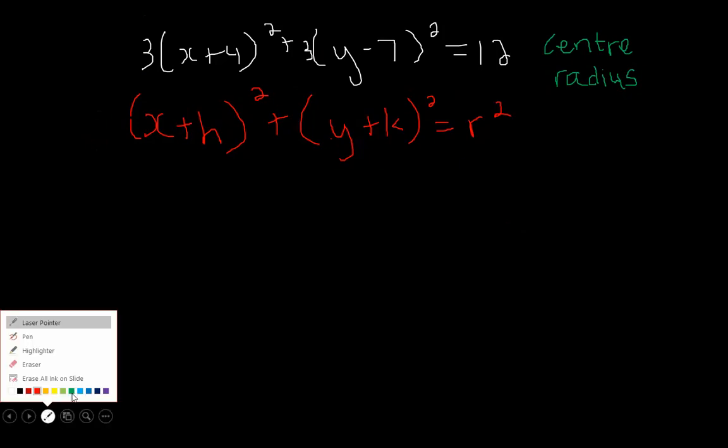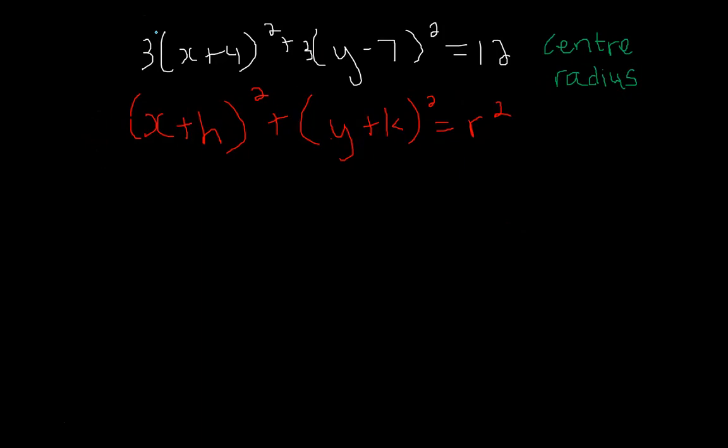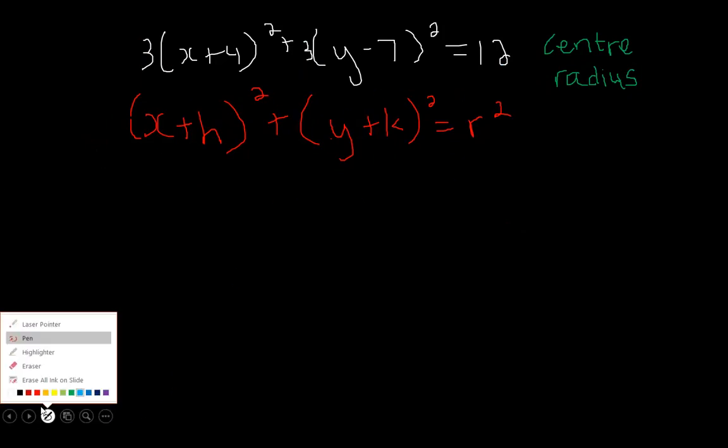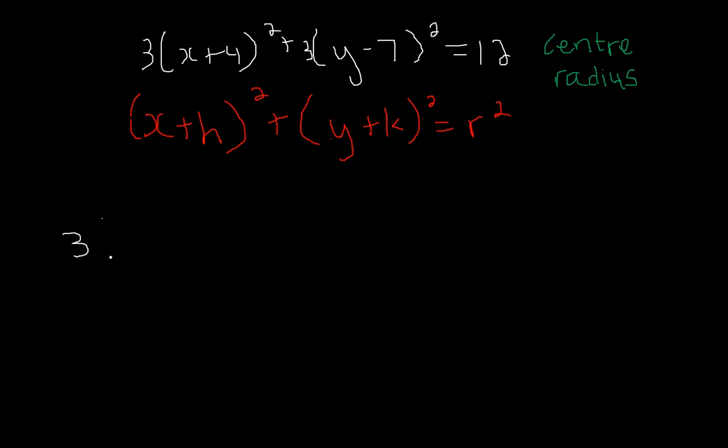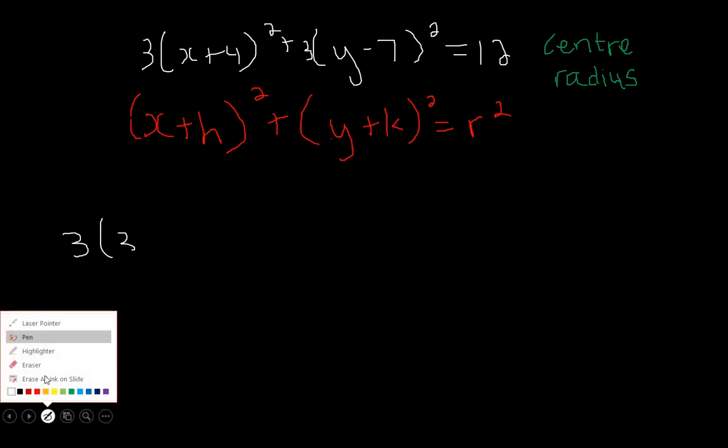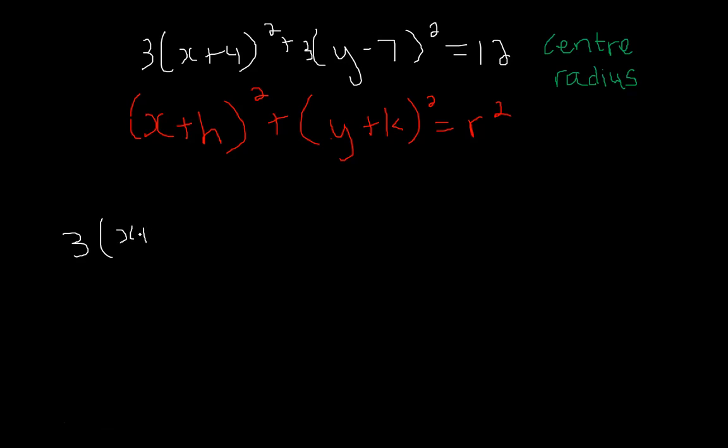Well, let me show you. We have a 3 here, we have a 3 here, and we have a 12. If we divide everything here by 3, we can get rid of them. Let me write it over: 3 times (x plus 4) squared plus 3 times (y minus 7) squared is equal to 12.